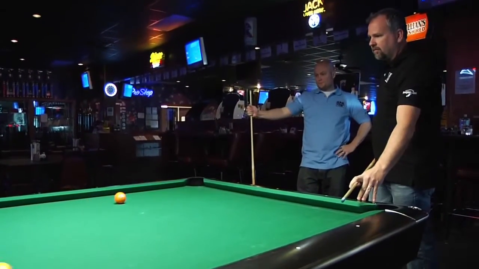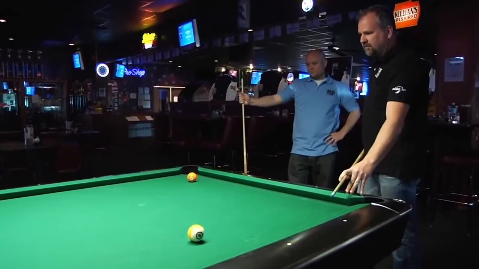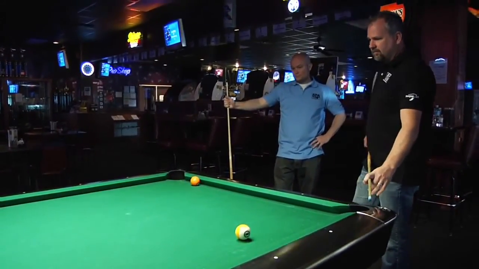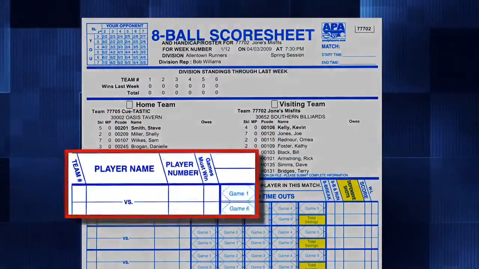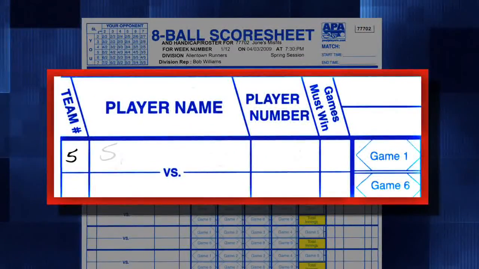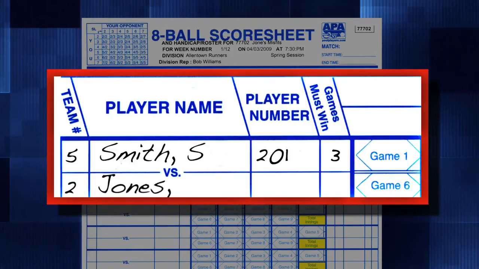This person breaks first and is listed at the top. In this example, Steve won the lag. So you would list Steve's team number, last name and first initial, player number from team roster, and the number of games Steve must win. Now do the same for Steve's opponent, Joe.